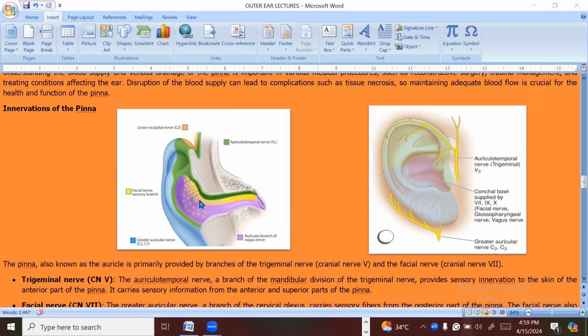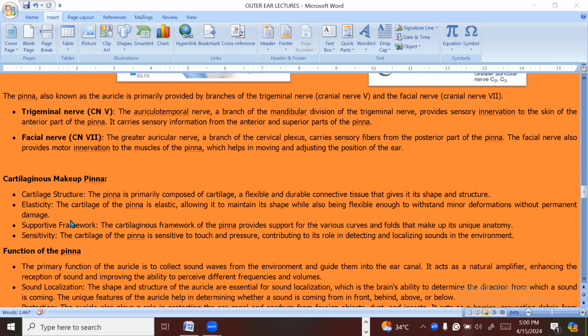That facial nerve also innervates the external auditory canal. The blue one is the greater auricular. See the greater auricular here. Then the green one is the auriculotemporal, which is from the trigeminal nerve, and also innervates here. Then the lesser occipital nerve. So the occipital nerve also contributes to innervation of the pinna.